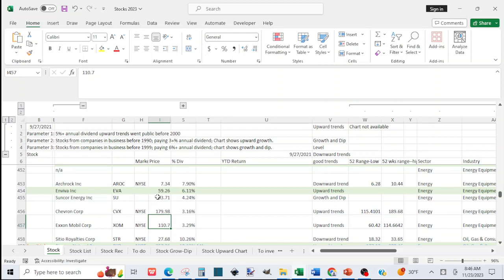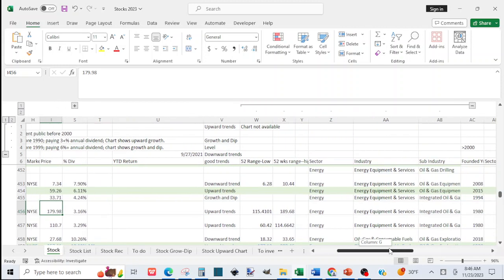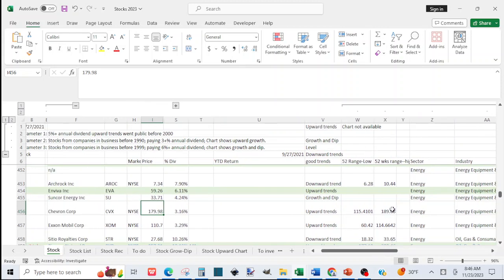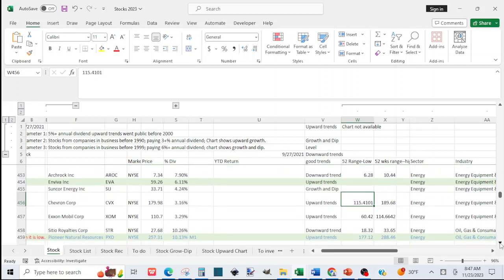But those are examples. And another one would be Chevron, 179 at the time I was doing the research, and upward trend, and has been around 1980, both of them. And it was closer to 189 than it is to 115. Therefore, I just said to myself that I'll just keep an eye on them, and when they are on their low side, that's when I'll invest in them. So therefore those are not really represented in my portfolio, because I didn't really see them coming down.